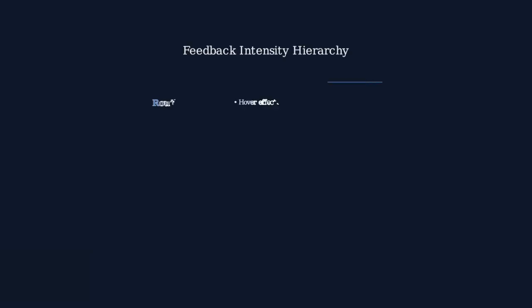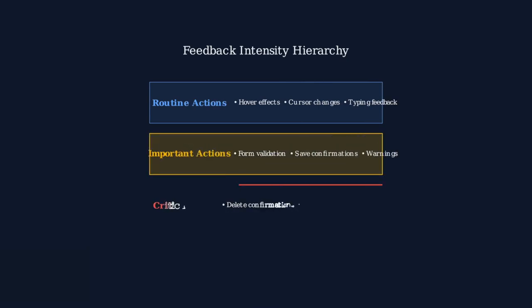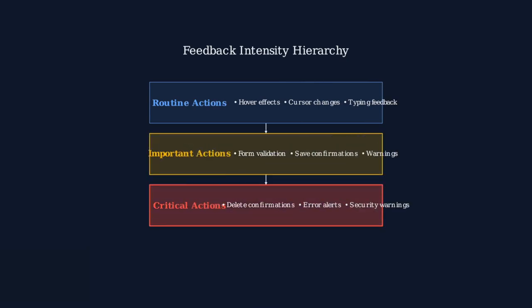Good proportional design creates a natural hierarchy. Users learn to expect gentle feedback for routine tasks and pay attention when the system uses stronger visual cues. This builds trust and reduces cognitive load, making interfaces feel intuitive and reliable.